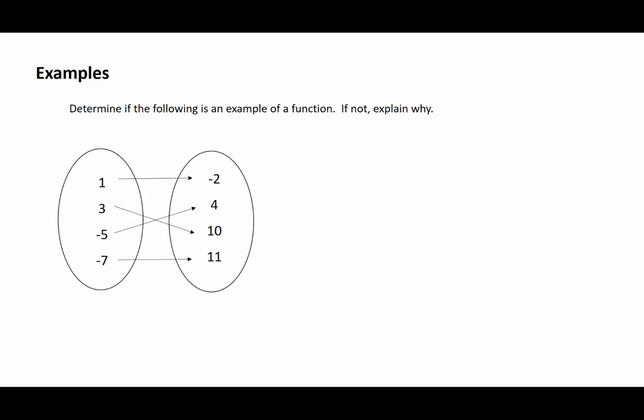This is a different way to represent a function. These are like concept maps. Usually we label these input and output, and not so much domain and range. So I look at my input, here I have a 1, and it's matched to the -2. So far we're good. 3 goes with the 10, -5 matches with 4, and -7 is with my 11. None of those values repeat, and they're only matched to one thing. So yes, this would be a function.